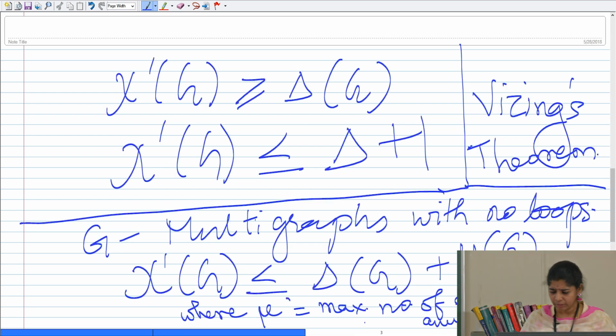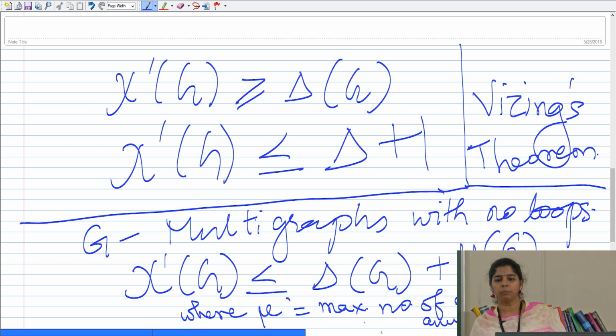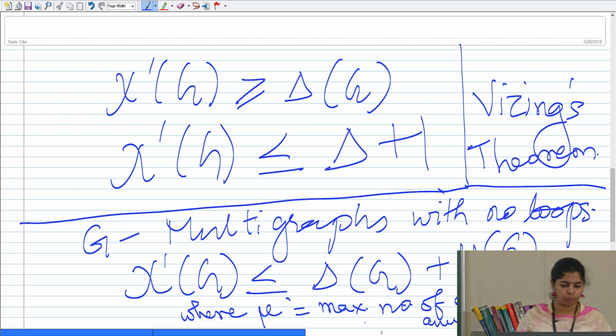So, there are more results in edge coloring, but we will not go into that. If you are interested, you can go further into it. The next type of coloring that I wanted to talk about was planar face coloring. So, with this we will stop for today.